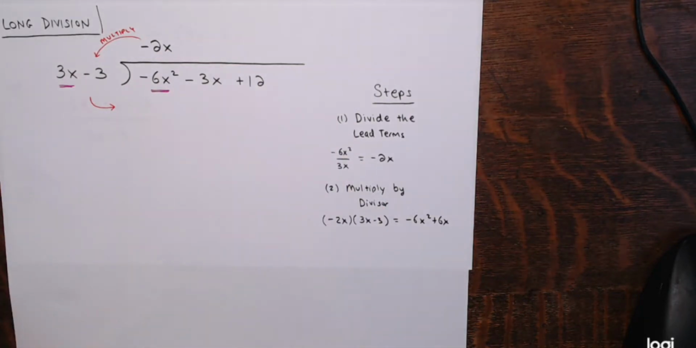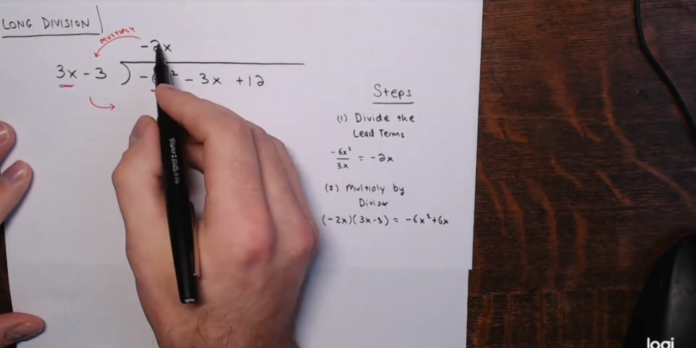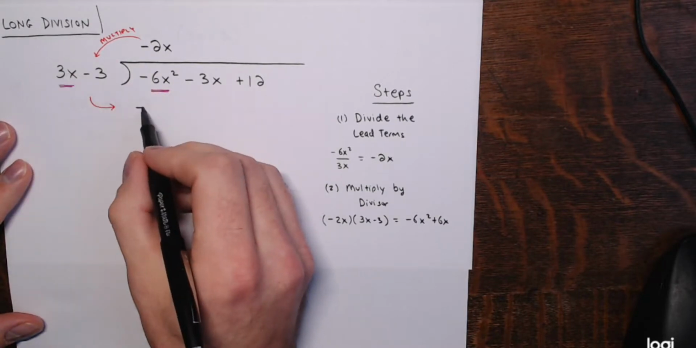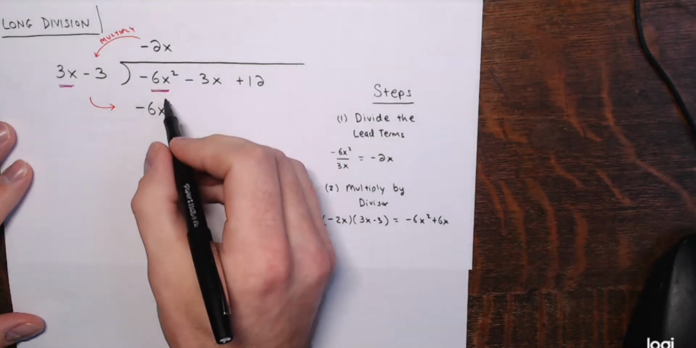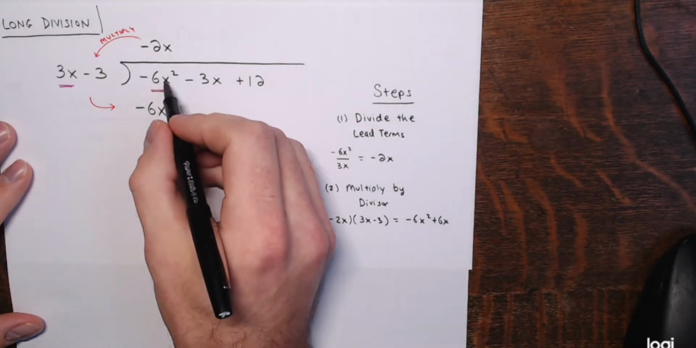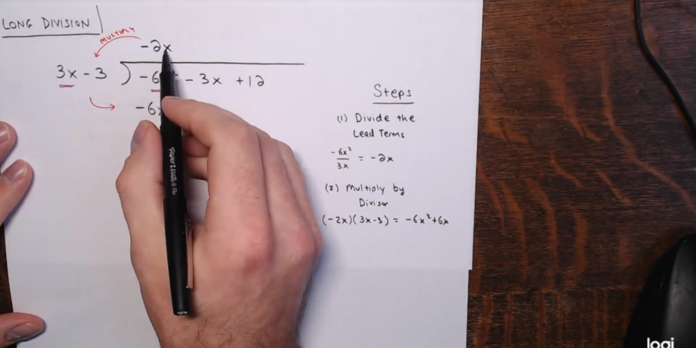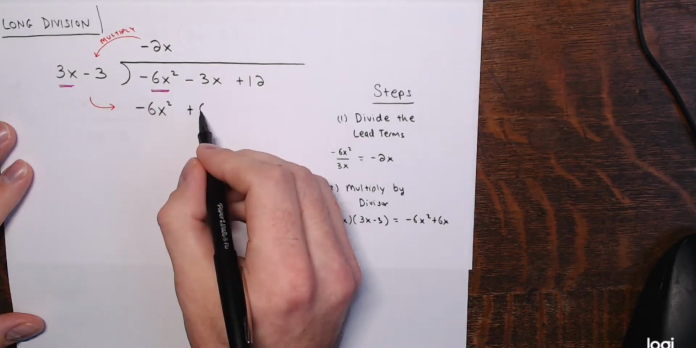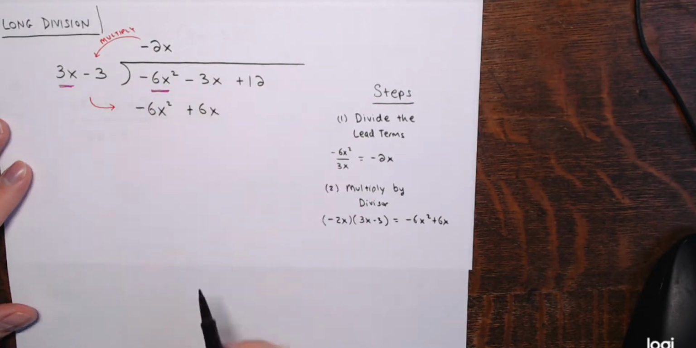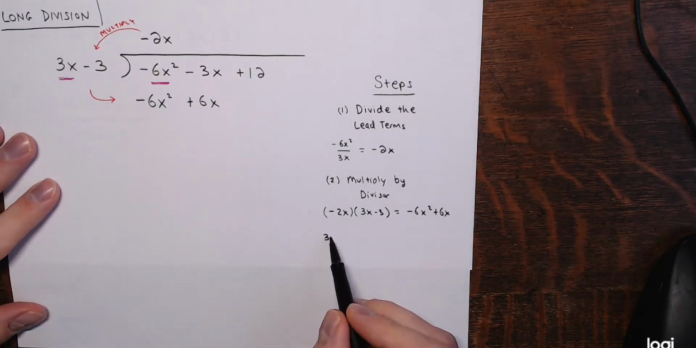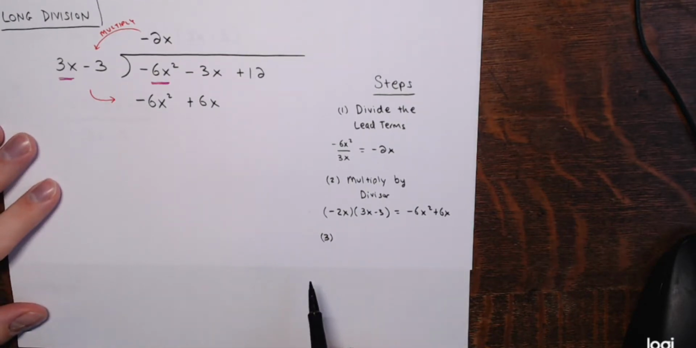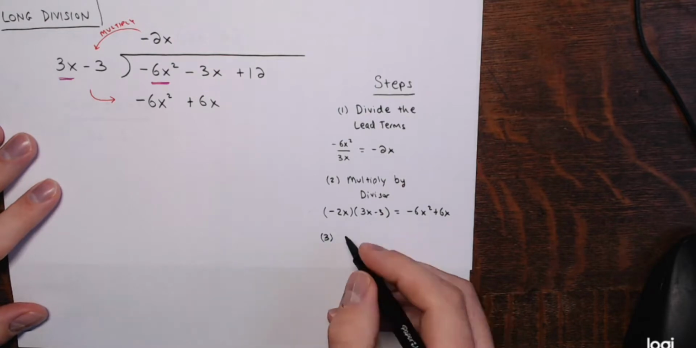Again, that was negative 2x times 3x, negative 6x squared, and I'm going to write the results so that like terms are lined up. You see x squared with x squared, and negative 2x times negative 3 is positive 6x, and I'll line up x with x. All right, that's the multiplication step. Number 3. Subtract.